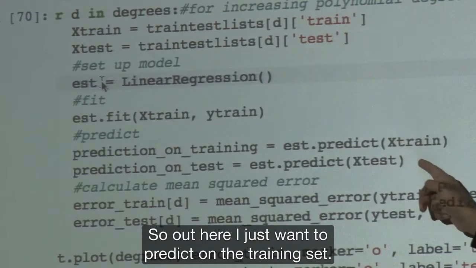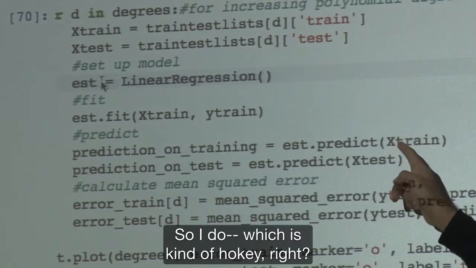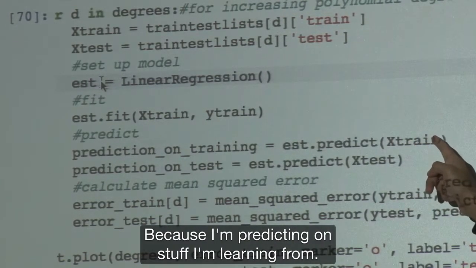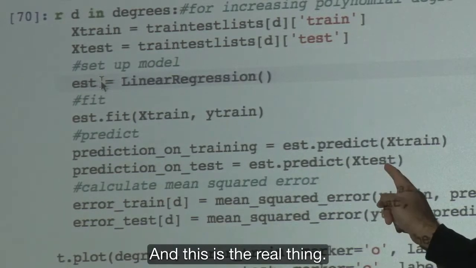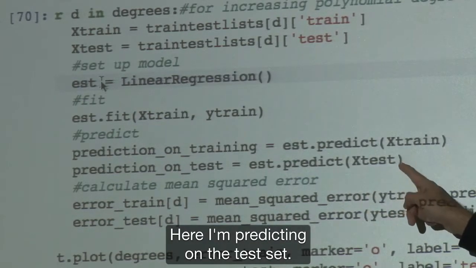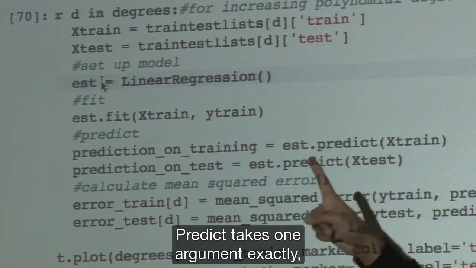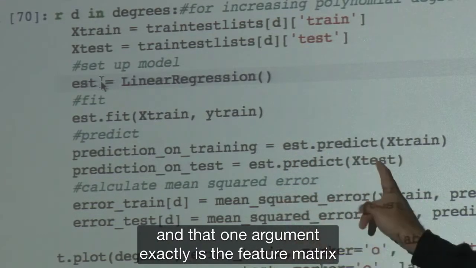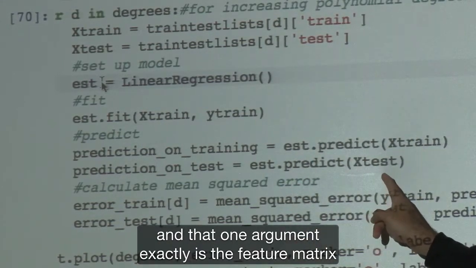So out here, I just want to predict on the training set. Which is kind of hokey, right? Because I'm predicting on stuff I'm learning from. And this is the real thing. Here I'm predicting on the test set. So I just take a predict. Predict takes exactly one argument, and that one argument is the feature matrix on the test set.